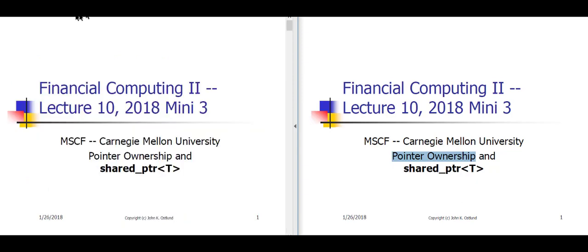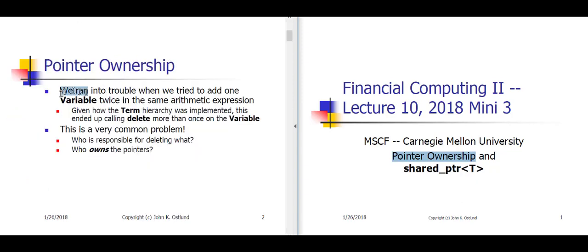This is fine, but we discovered that we had trouble when we tried to add one term twice. That is, we defined a variable class in the homework, and if we tried to make use of the same variable two times, then when we deleted the top level term in our arithmetic expression, that ends up causing the variable to be deleted twice. The first time is fine, but the second time causes a crash.